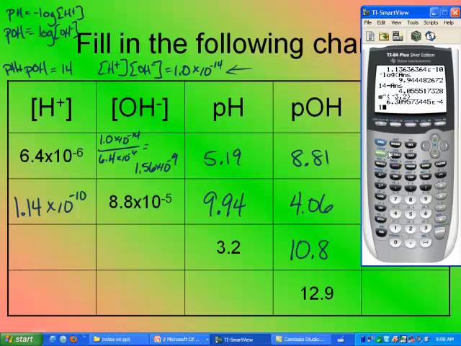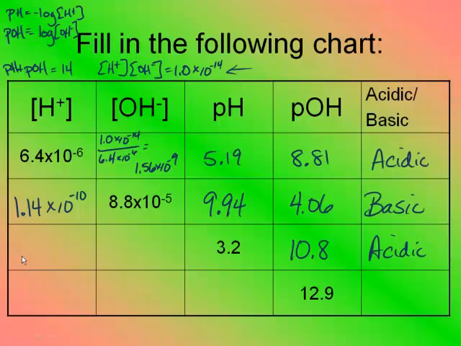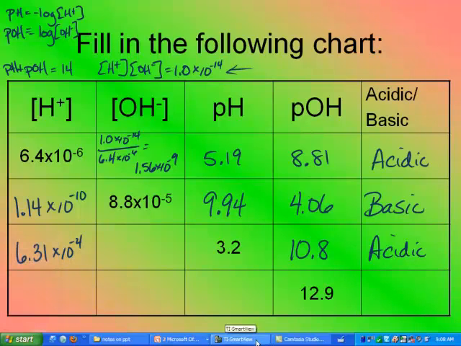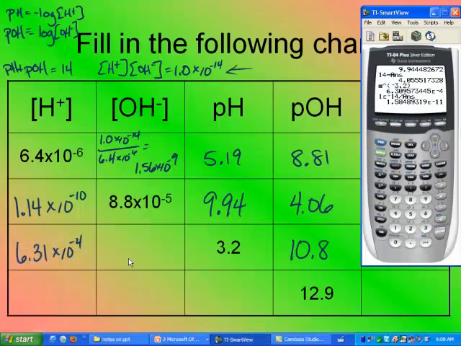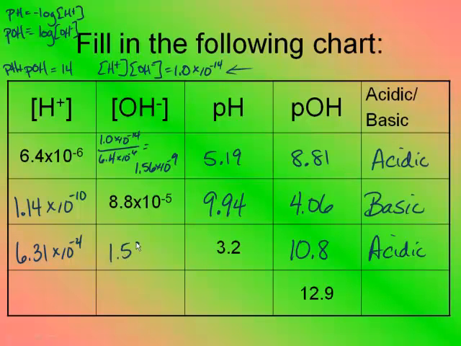And then while I'm here, I'm going to calculate my OH minus concentration, which is 1 times 10 to the negative 14, divided by the H plus concentration, and I get 1.58 times 10 to the negative 11. So it's 6.31 times 10 to the negative 4, and 1.58 times 10 to the negative 11. Okay, 14 minus 12.9 is 1.10.